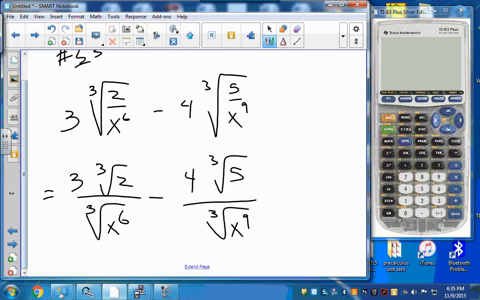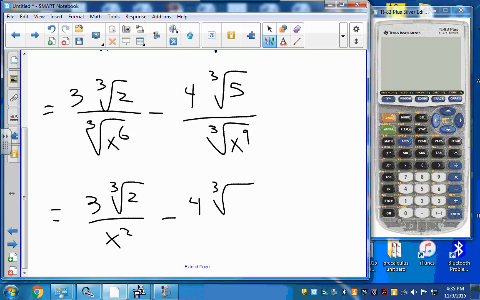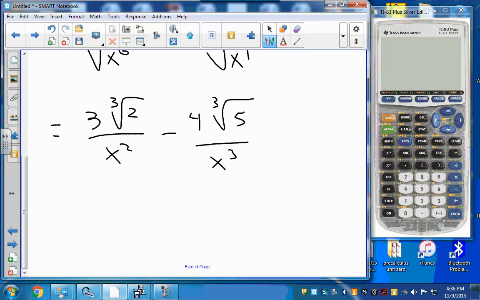Okay. So on the bottom of this first one, I've got 6 factors of x. That's 2 triples. So I've got an x squared. And here I've got 9 factors of x, so that's 3 triples. So that would be x cubed. To get a common denominator, I would have to multiply by an x and an x, right? So now I can subtract.